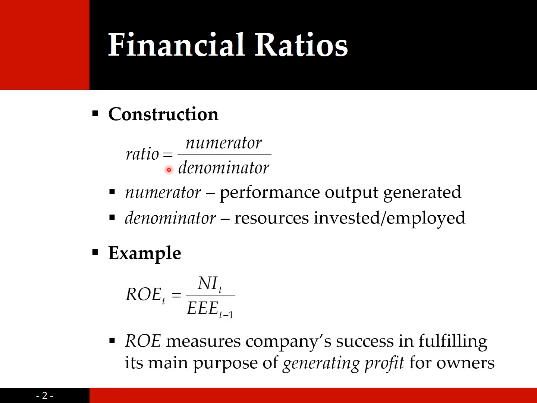For example, let's have a look at ROE, the return on equity. It is defined as a ratio of net income and equity. The ratio tells us how much profit the company earned for the owners who provided equity.